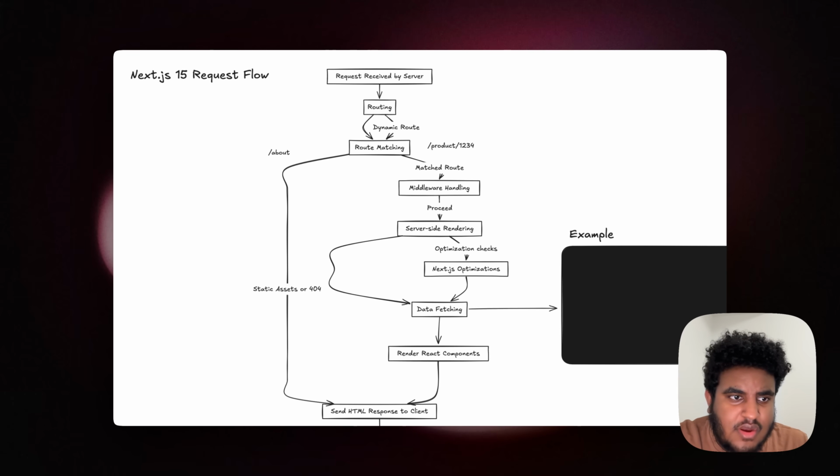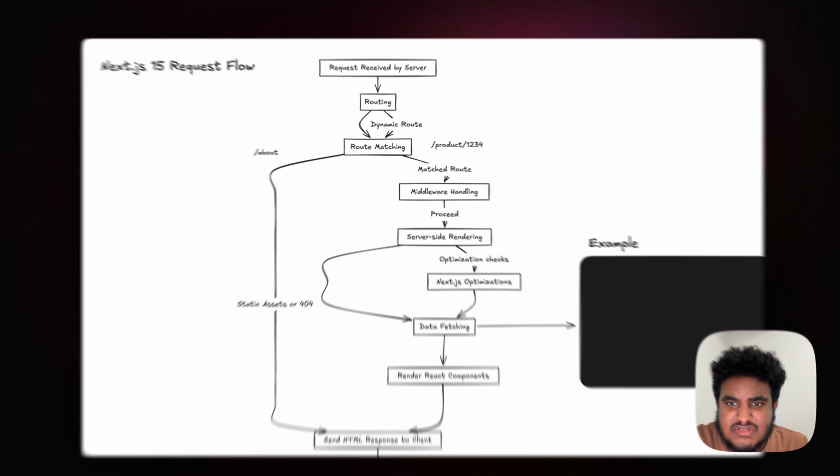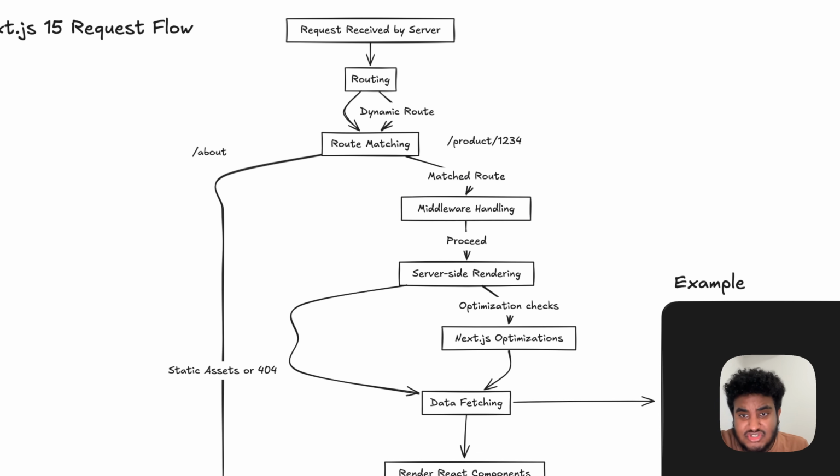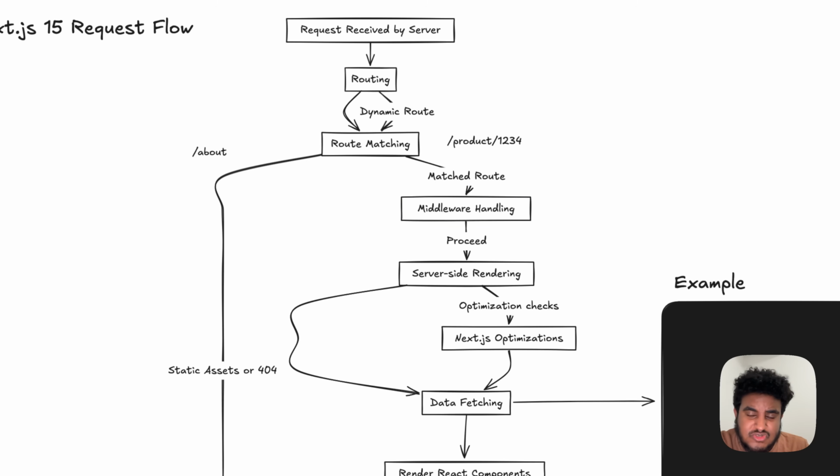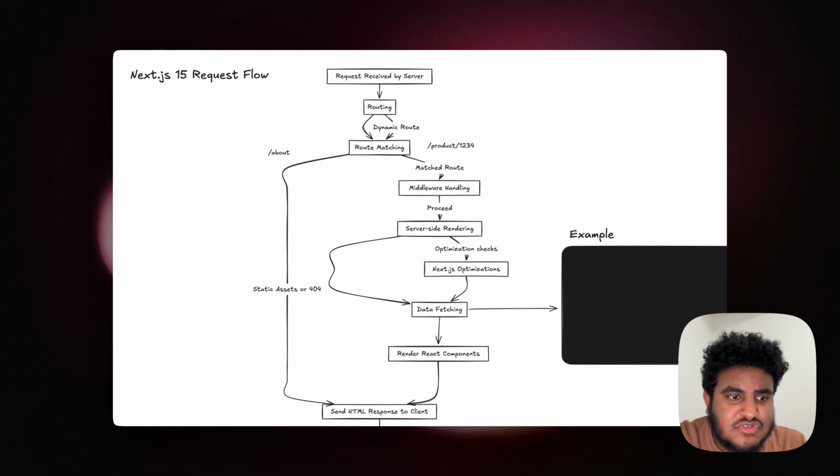You can have multiple middlewares, and essentially what you want to do is modify headers, rewrite URLs. You can also do auth checks. I think Clerk does their auth check in the middleware. Basically, check if you're authorized and you're supposed to be on that page. If not, redirect the user. Once the request has passed this stage, we get to the server-side rendering.